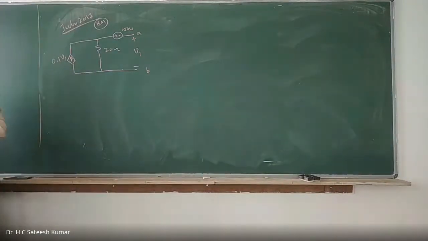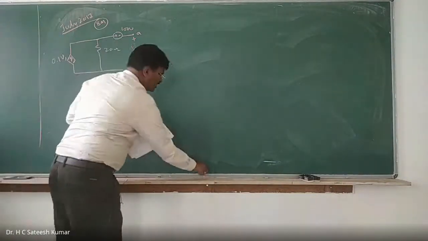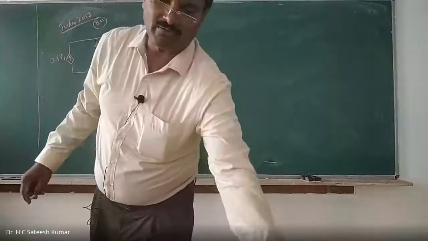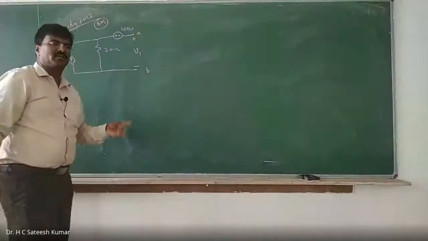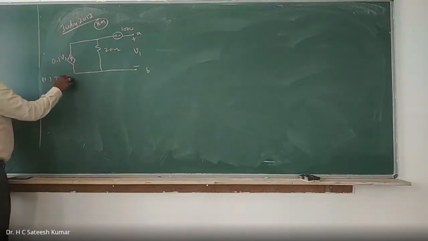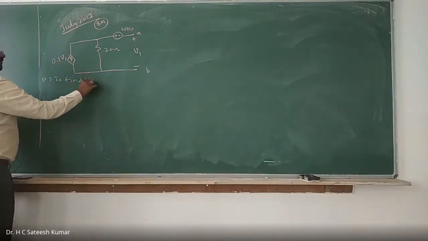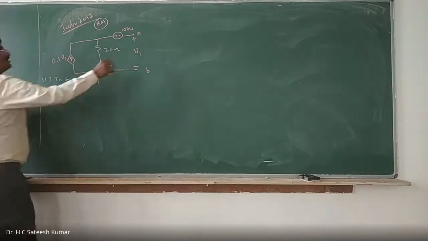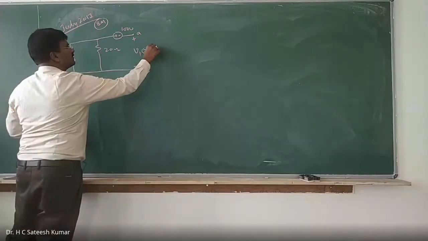So how to do this problem? We'll have to find the Thevenin's equivalent. Thevenin's equivalent means what we need to find out: VTH, I Norton, ZTH. All three we should find out. First step, to find VTH. This is your VTH.